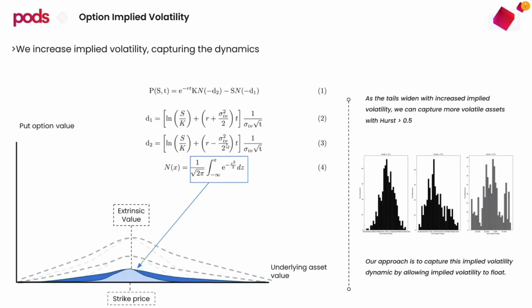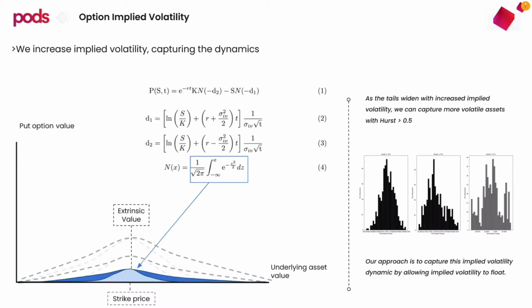What happens? Well, it starts to expand. So the distribution starts to expand, and as the tails widen, we can capture more of these volatile assets. And that is in general what you observe also in traditional financial markets. That is also what you may observe in derivatives, where you have options and their implied volatility has the tendency in times of panic to increase.